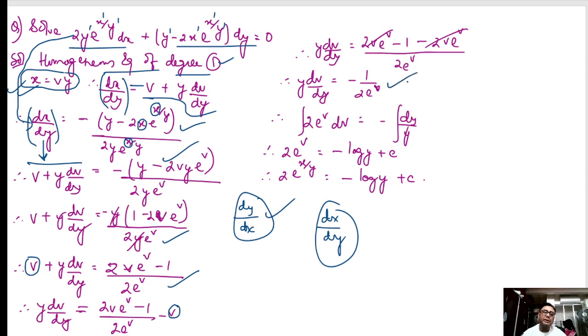Now we can separate all the dv and the dy together and put integration sign. So this is actually 2 e to the power v only, and this is minus log y plus c, and in place of v we'll put x by y, and that is the solution of this equation.